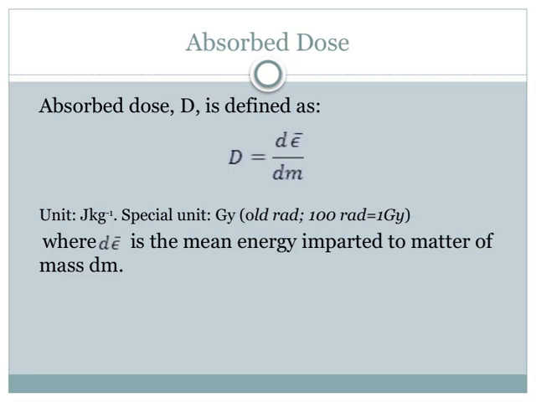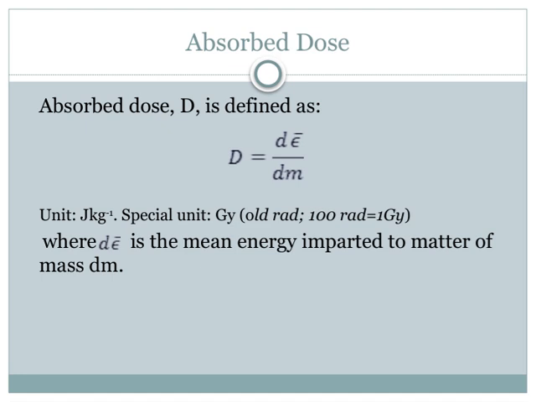Let's take a closer look at absorbed dose. Denoted as D, this is essentially a measure of how much energy is deposited into matter. The unit we use is the joule per kilogram, or J/kg, which tells us how much energy is being transferred to a specific amount of mass. There's also a special unit called the Gray, abbreviated as Gy, previously known as the rad. To give you some perspective, 100 rads equal 1 Gray.